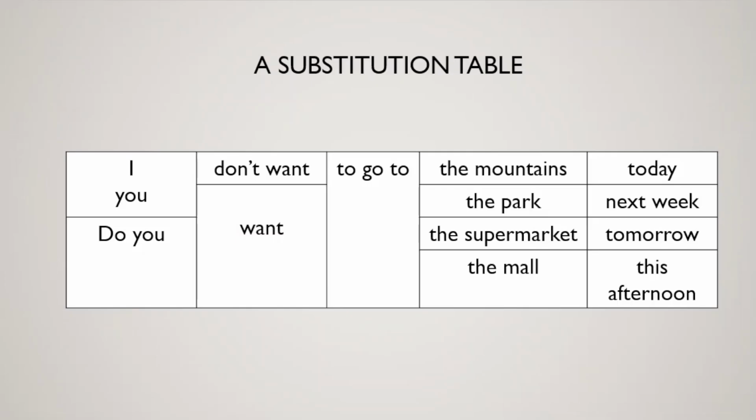This is a substitution table. So the teacher writes this on the board and the teacher points to the words. So it works like this. I don't want to go to the park tomorrow. Do you want to go to the mall this afternoon? You don't want to go to the supermarket tomorrow. Yeah, so you choose one from each box and you keep going. So the teacher can point to the words and the students repeat.